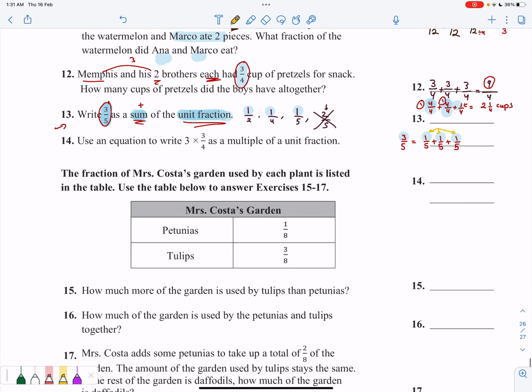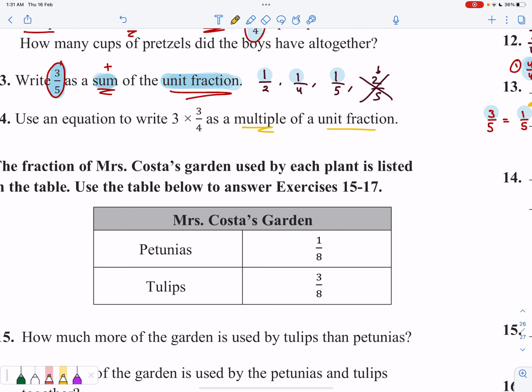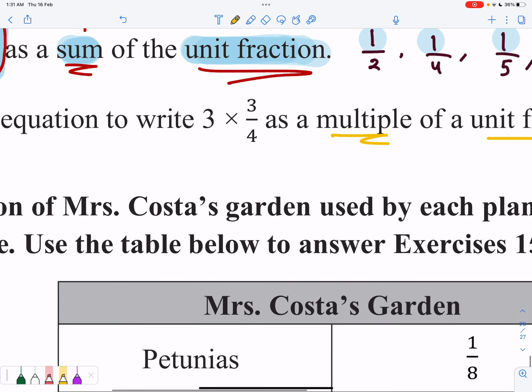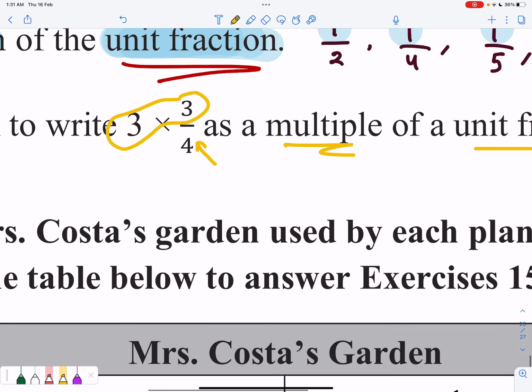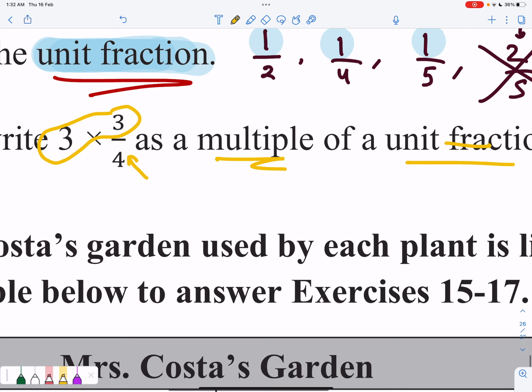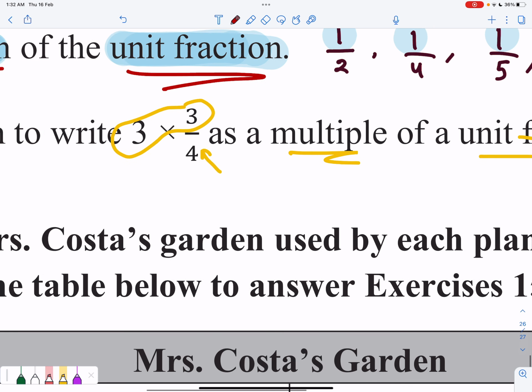Okay, let's do question 14. Use an equation to write 3 multiplied by 3/4 as a multiple of a unit fraction. Again, now he wants us to write this as a multiple of a unit fraction. So what do we mean by that? We have 3 multiplied by 3/4, right? This means that we will take this 3 with this 3, multiply them, and keep them on the side as a whole number. And for that fraction, we need to make it a unit fraction. A very easy and direct thing to do, we will multiply the 3 by the 3, we will get 9.